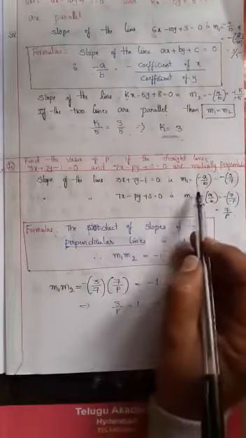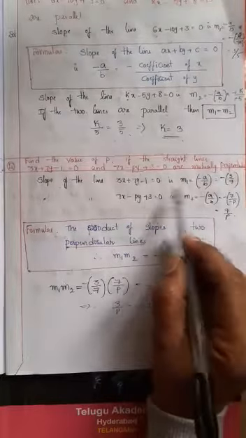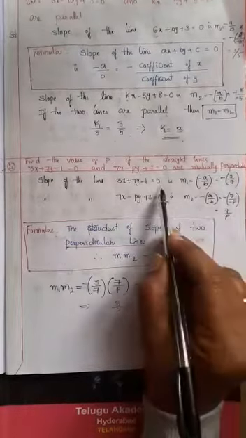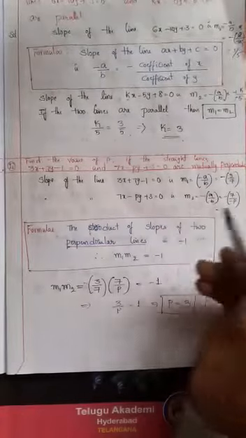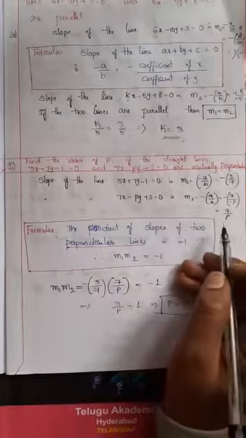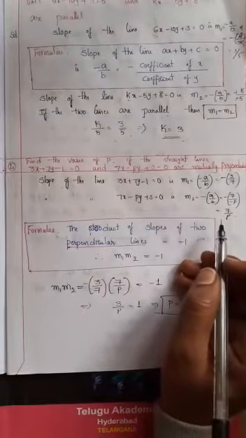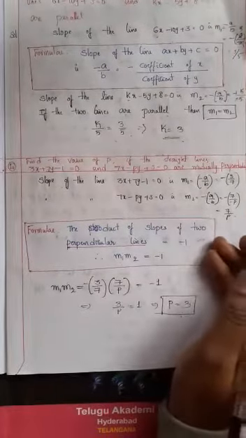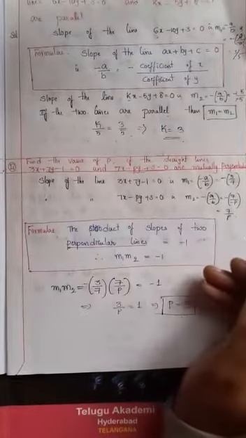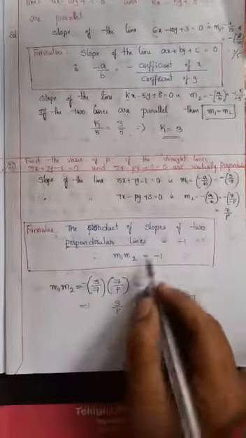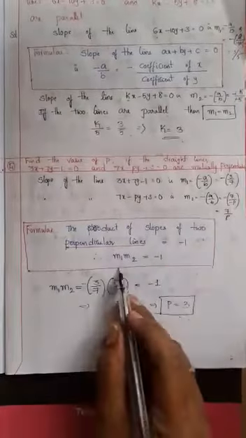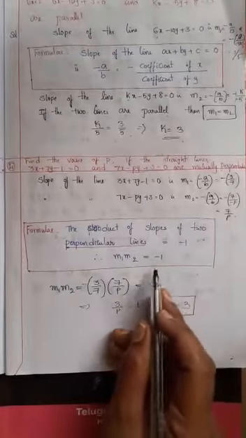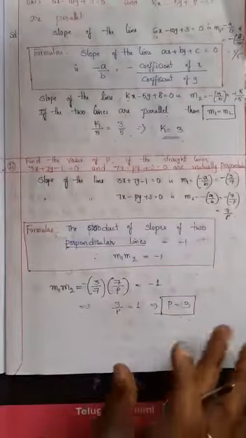If the two lines are perpendicular, the product of the slopes is equal to what? Minus 1. So, by using minus a by b, we can find the slope of a line, right? If 2 points are given, slope is y2 minus y1 by x2 minus x1. If angle is given, the slope is m is equal to tan theta, right? Here m1 value is minus 3 by 7, m2 is 7 by p, m1 into m2 is equal to minus 1, we have the condition. So, if you substitute, you will get the answer.